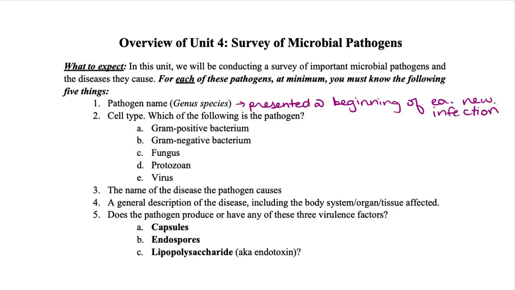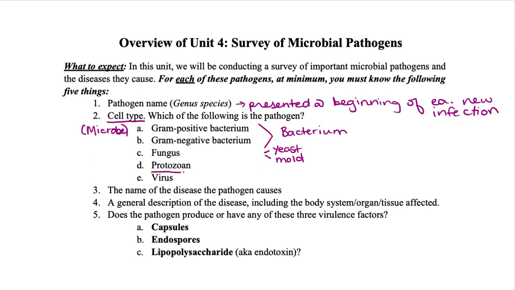The next thing you all will do is determine what type of microbe, since viruses are not cells, that pathogen is. Is it a bacterium? And if it's a bacterium, is it gram-positive or gram-negative? Is it a fungus? And remember, for our fungi, we have yeasts and molds, but you won't have to know which one is which in terms of identifying the pathogen as a yeast or a mold. You'll just have to know whether or not it's a fungus.